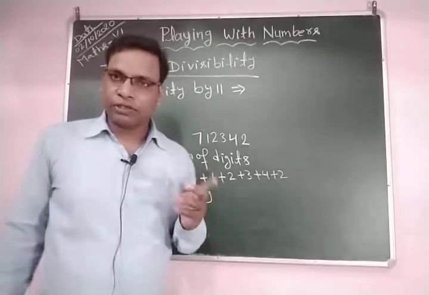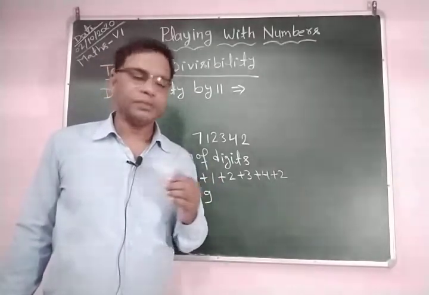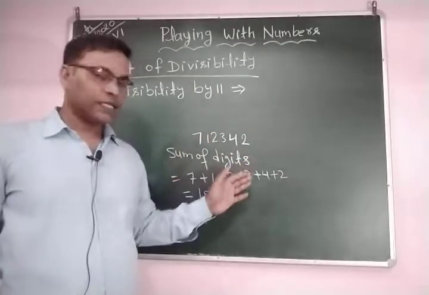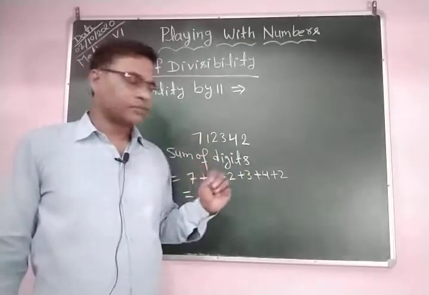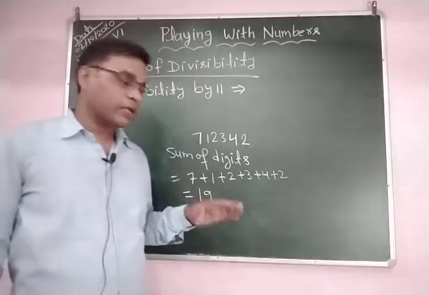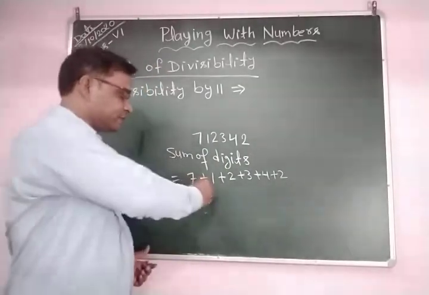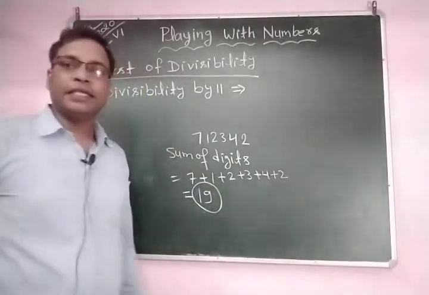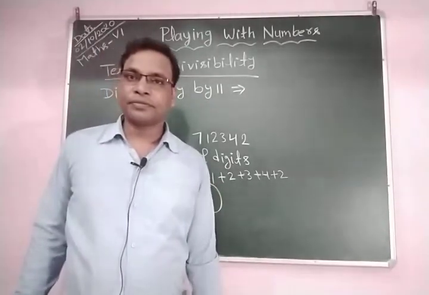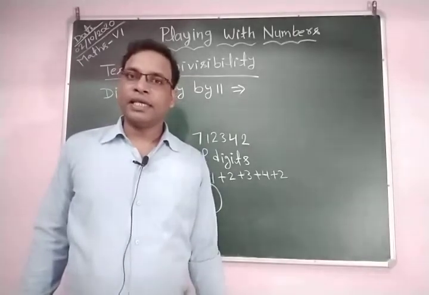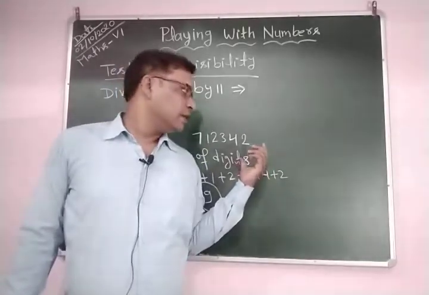So 19 is not divisible by 3. This is clear. It means that this number is not divisible by 3. So let's check by actual division methods whether this number is divisible by 3 or not. Because the sum of digits is 19, and 19 is not divisible by 3, according to the divisibility test of 3, this number is not divisible by 3.